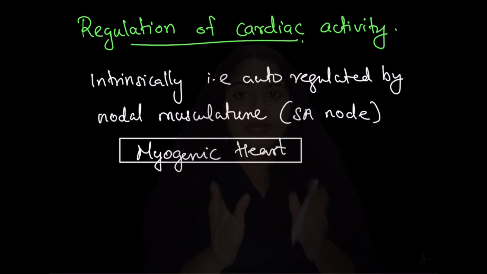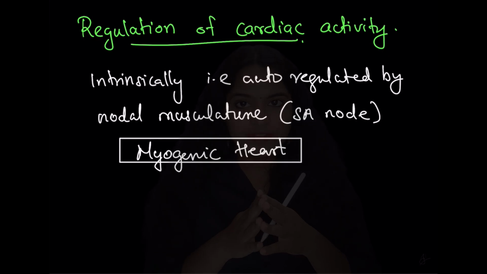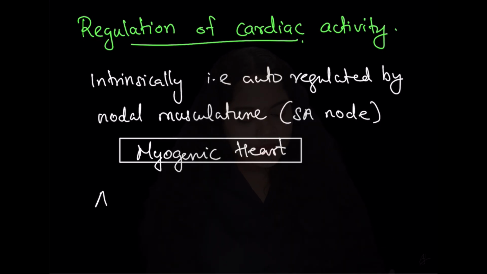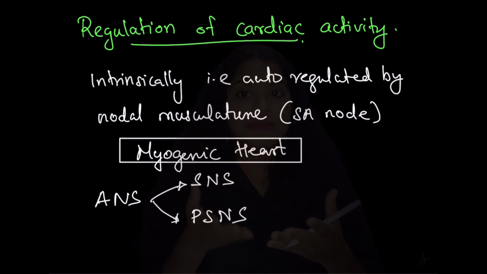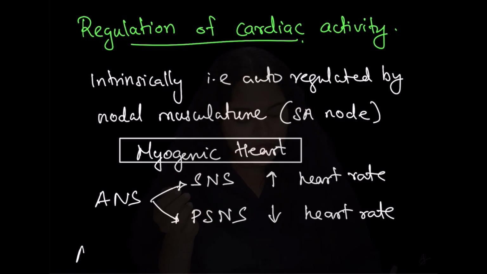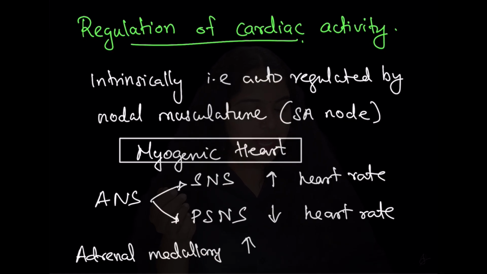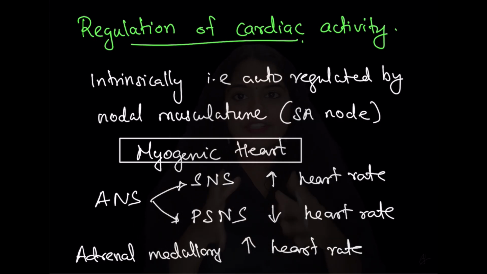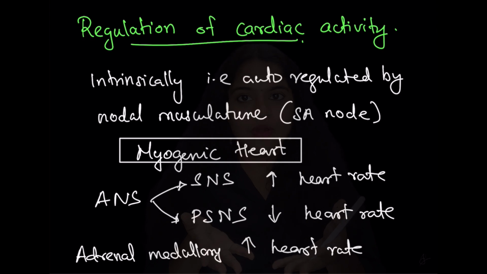Now, a region in the medulla oblongata also controls the activities of the heart. That is by the autonomic nervous system. The two parts of the autonomic nervous system are the sympathetic nervous system and the parasympathetic nervous system. The sympathetic nervous system will increase the heart rate, and the parasympathetic nervous system will decrease the heart rate. And the adrenal medullary hormones also increase the heart rate. So what are the adrenal medullary hormones? Adrenaline and noradrenaline, which will increase the heart rate as emergency hormones, right?